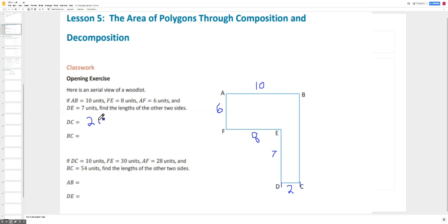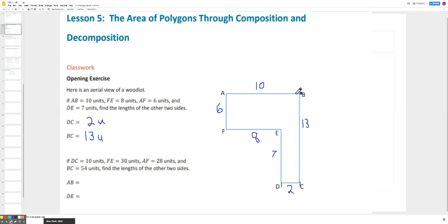So let's put 2U for 2 units. Now we have BC, where here's B and here's C. BC runs all the way up and down here. Well, A and F go to about right here, and ED goes all the rest of the way. So we can simply add these 2 together, which is 6 plus 7 is 13. So that would be 13 units. All we're doing is using the units that were given to us and breaking it down into the parts that we need.